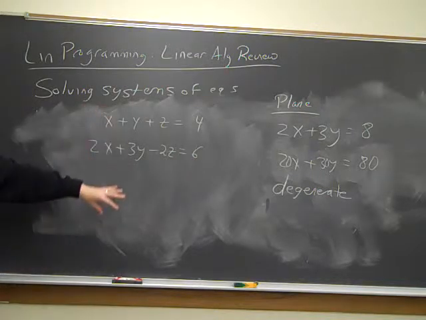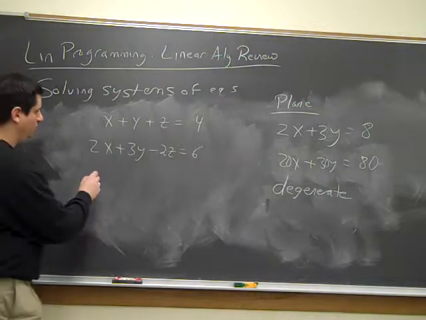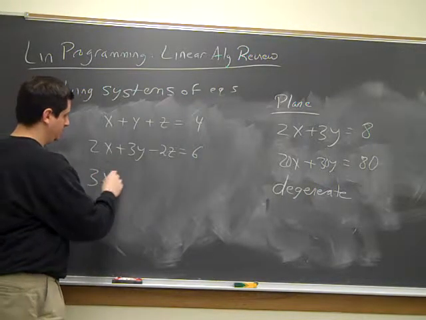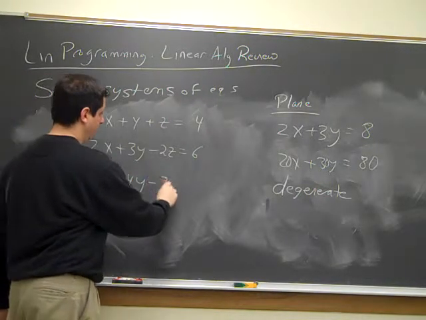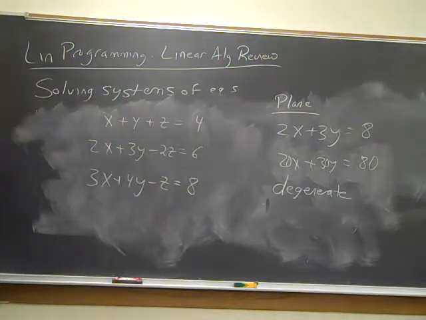So we start off with a plane. So we have 2 dimensions, 3 dimensions, 3 lines. So let's do one more. Let's look at 3x plus 4y minus z equals 8. So I have 3 equations and 3 unknowns. Do we expect this to have a solution? Typically, you would expect this to have a solution.